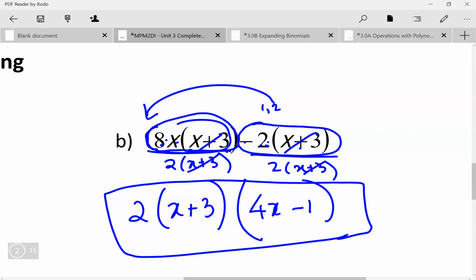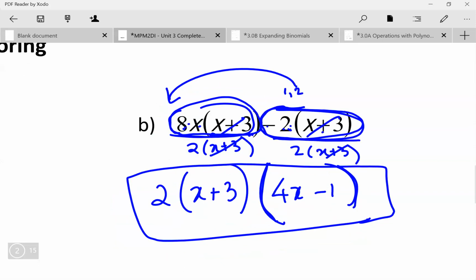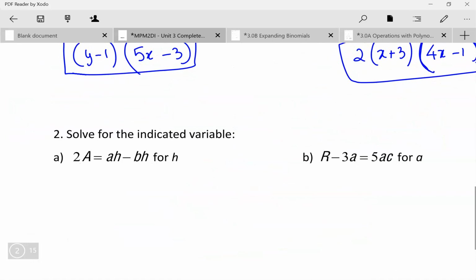This part and this part. And I see here that I have an x plus 3, that bracket is common. So I can factor it out. I can take it out and divide both parts by that x plus 3 bracket. And after I do the division, that's what goes in my other bracket. So hopefully we'll see how we are doing this, and we're okay.